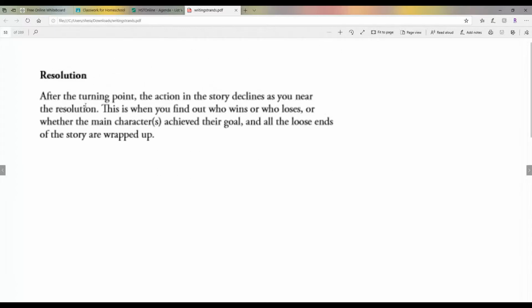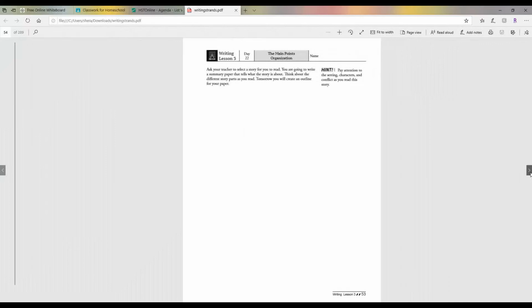It should be. The resolution is after the turning point. The action in the story declines as you near the resolution. This is when you find out who wins or loses or whether the main characters achieve their goals and all the loose ends of the story are wrapped up. It left out another part. It's in my book. I don't know why it's not in here, but it's the climax of the story.